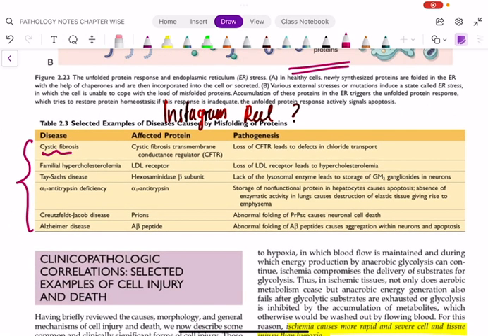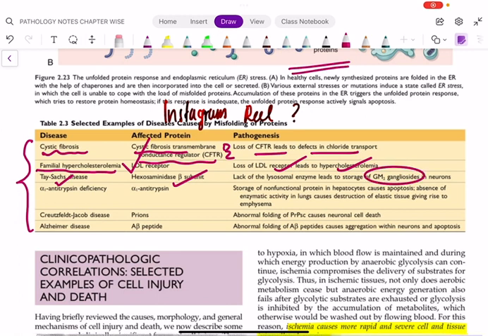In cystic fibrosis, we have the cystic fibrosis transmembrane conductance regulator. CFTR gene is a protein problem. So loss of CFTR leads to defect in chloride transport. Familial hypercholesterolemia, as you have already studied in biochemistry, involves the LDL receptor. Loss of LDL receptor leads to hypercholesterolemia. Tay-Sachs disease, the hexosaminidase beta subunit is lost, which leads to accumulation of gangliosides. Alpha-1 antitrypsin deficiency, where alpha-1 antitrypsin is absent, so what will happen? It will cause emphysema, as well as destruction of hepatocytes.